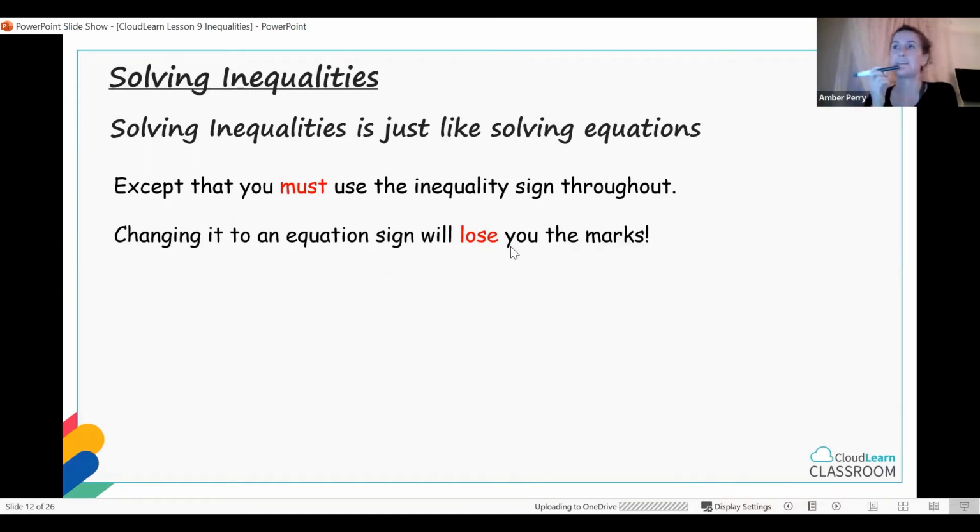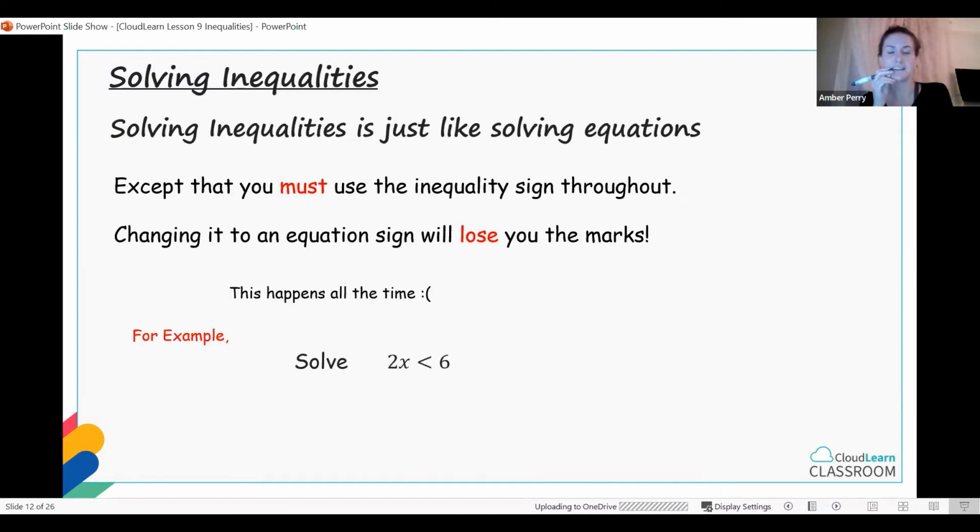And I've seen that happen in so many exams, and it's really sad because everyone's done all the maths right, but they've changed their inequality sign to an equal sign, and so they've lost the marks, okay? So don't do that. So if you see a question like this, solve 2x is less than 6, you can solve that in exactly the same way you would solve an equation.